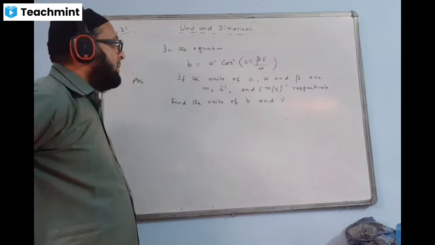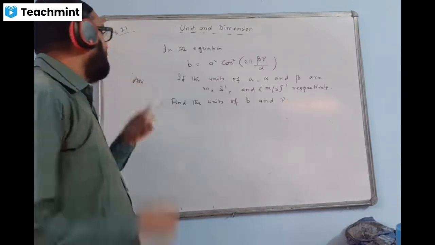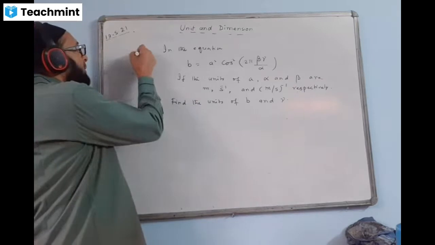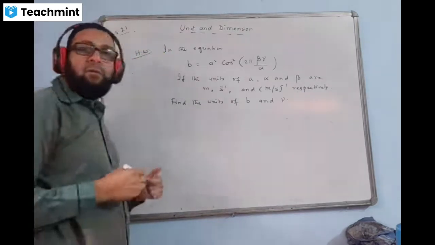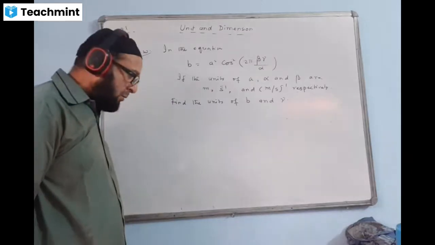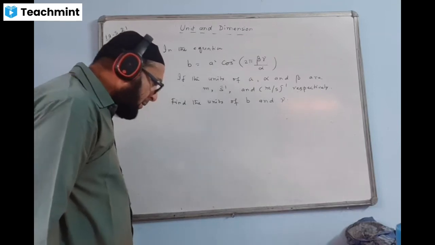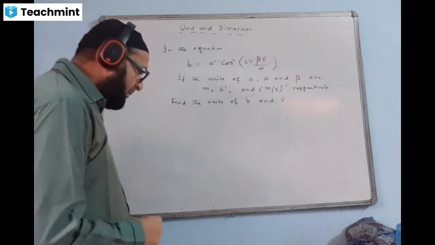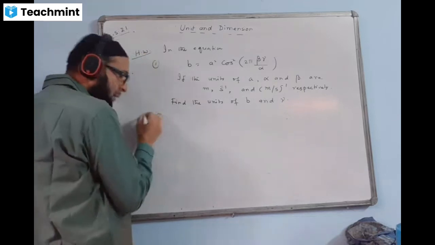Find the units of B and gamma. So this question will be your homework for the day. You give a try. Don't worry if you are unable to do it. Tomorrow I will do it for you if you are unable to. Okay, you can take one more question as homework. One here, one more.